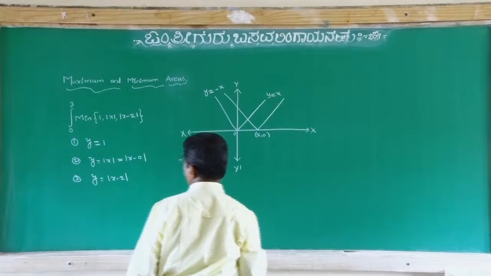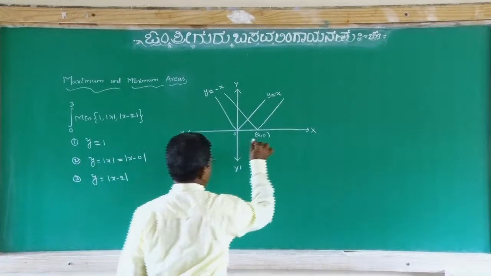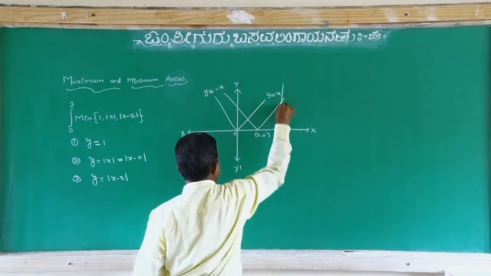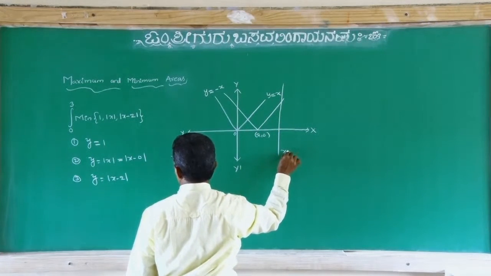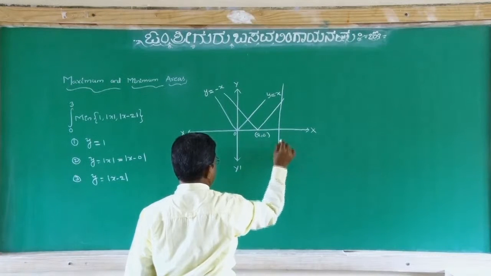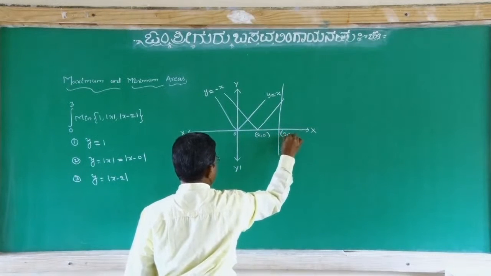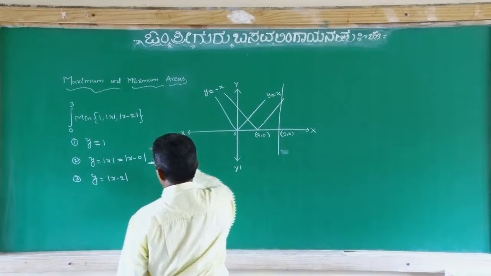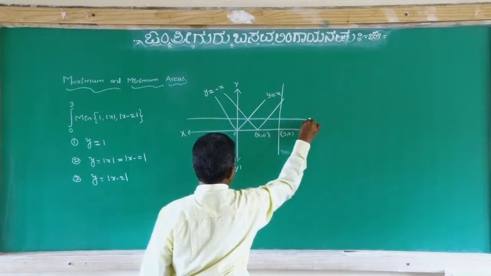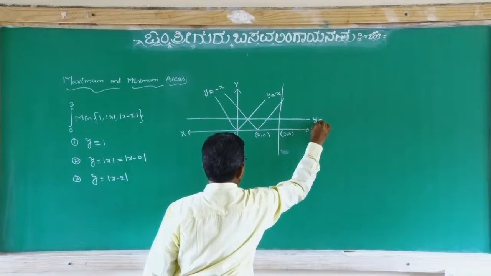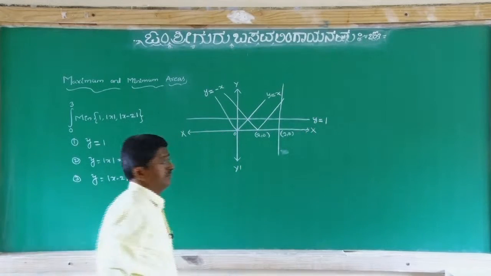So now we have to determine the area region bounded over the interval 0 to 3. This line is x equal to 3, the point 3 comma 0. Moreover, y equal to 1 is also given, and the point of intersection of the line y equal to 1.